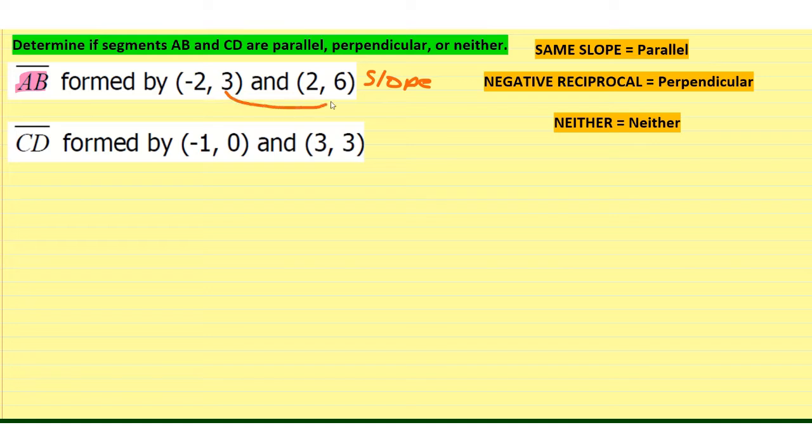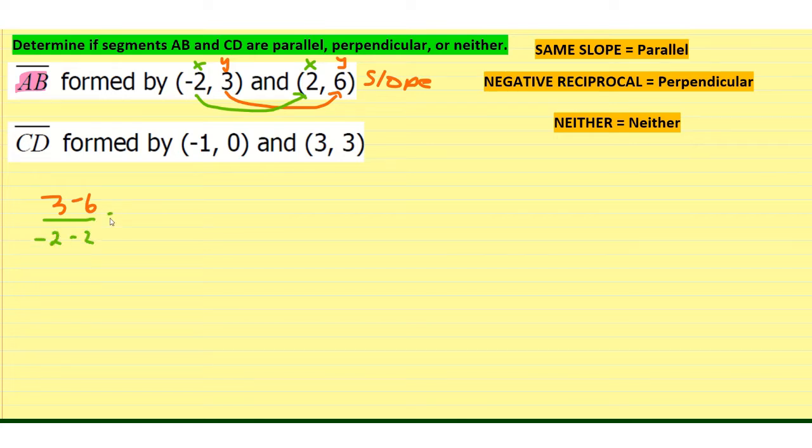So the 3 minus the 6, those are the y coordinates. So we're going to put those in the top. We're going to say 3 minus 6. And then we are going to look at the x coordinates, -2 minus the 2. Again, those are the x coordinates. They go in the denominator. So it's divided by -2 minus 2.